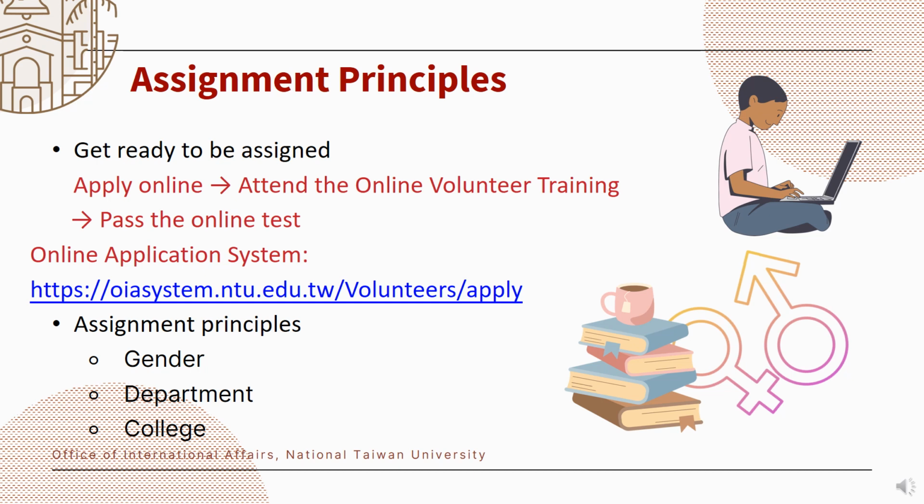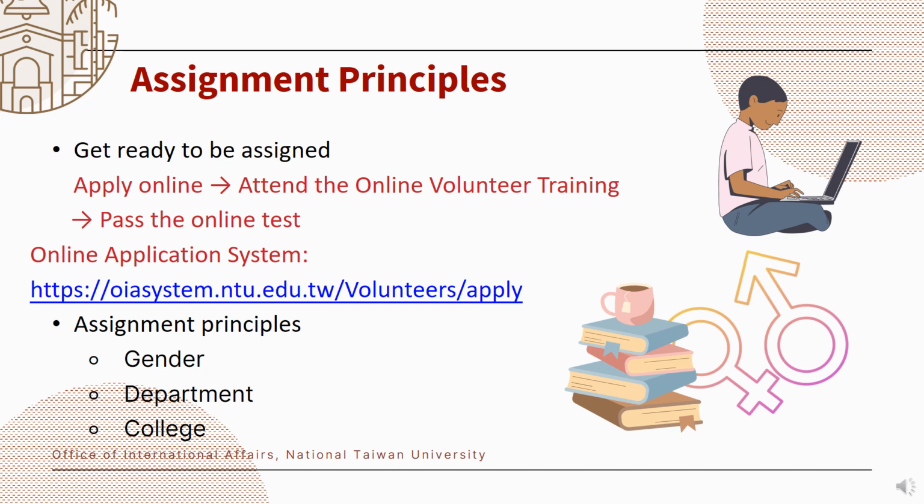And here we provide the online application system. If you still didn't apply for it, you can apply now. And then wait for the online test link, and then you can pass the test. Then you will be assigned international students to help too. And the assignment principles will be the same gender, which means the international students will have the same gender as yours, the same department as yours, or the same college as yours.